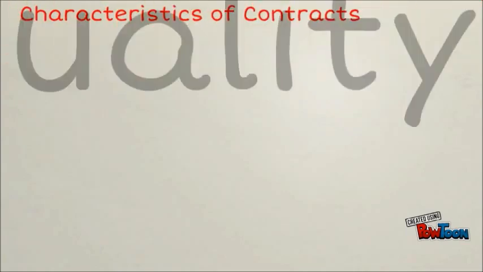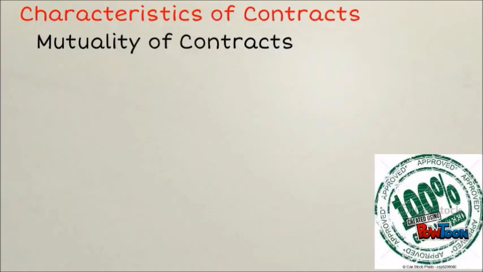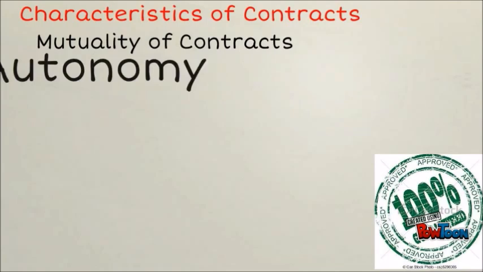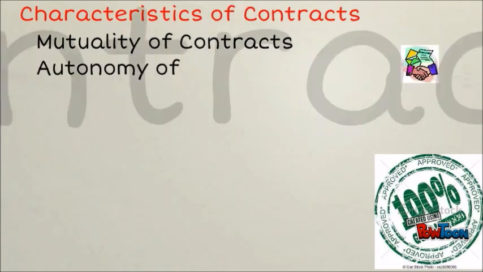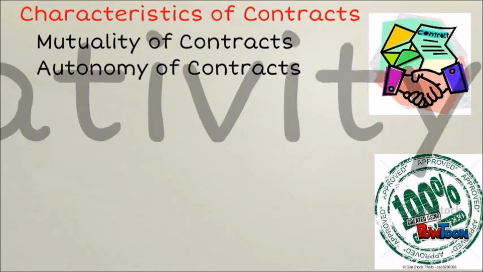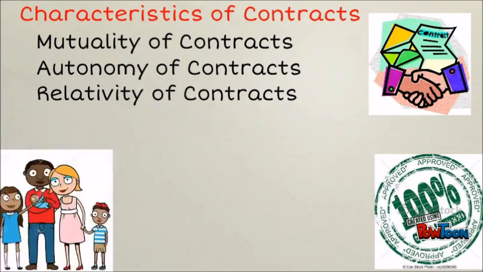Characteristics of contracts. First, mutuality of contracts. Its validity and performance cannot be left to the will of only one of the parties. Autonomy of contracts. Parties are free to stipulate terms and provisions in a contract as long as these terms and provisions are not contrary to law, moral, good customs, public order, and public policy.